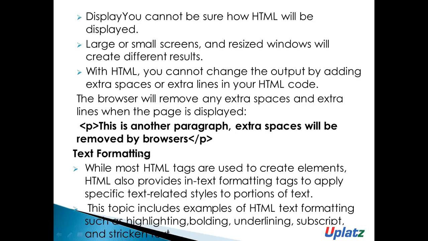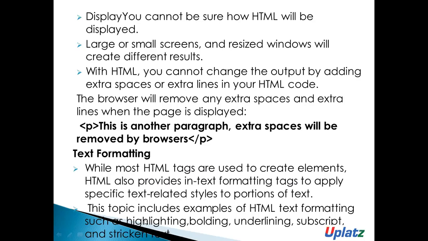So next is text formatting. While most HTML tags are used to create elements, HTML also provides text formatting tags to apply specific text related styles to a portion of a text. Basically, it includes examples such as how to highlight, how to bold, how to underline a text, and how to subscript and how to strike out the text.